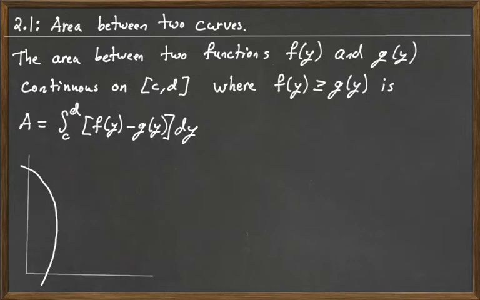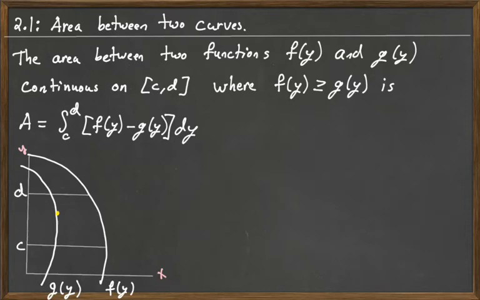Again, we'll label our y-axis and our x-axis. So we can draw in our function g of y. So that's going to be our lower function. If you turned your head 90 degrees to your right, then g of y would be your lower function. That'd be our left function, and f of y would be our upper function or our right function. And then we're going to integrate from c to d. Okay, so we're looking at finding this area right in here.